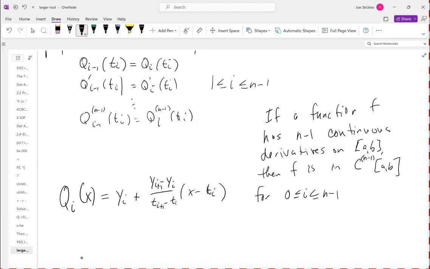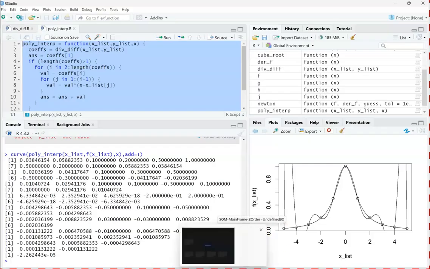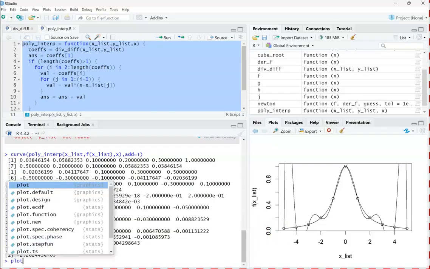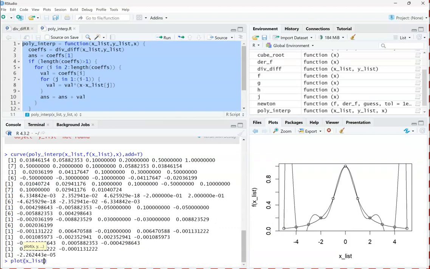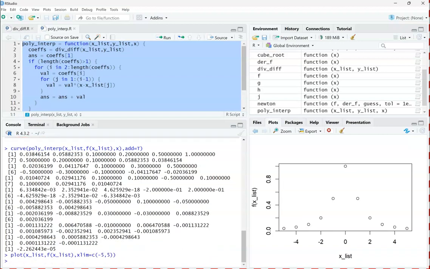So let's go back over to my computer. Wait 5 minutes for me to get a cursor. All right. Let's just go back and plot my points to start with. There was what our points were. Let's see if we can get the piecewise linear parts put in here.